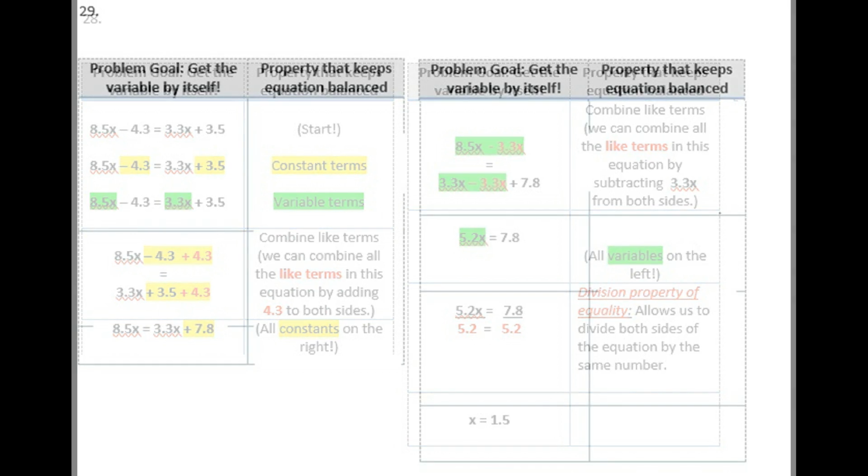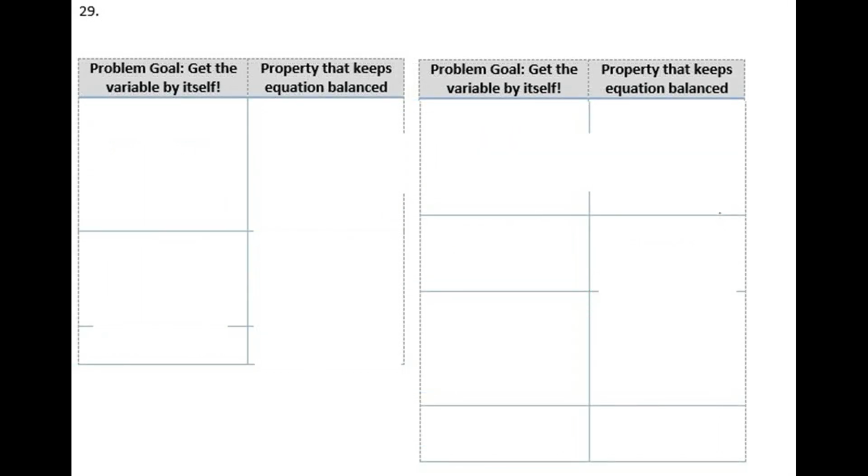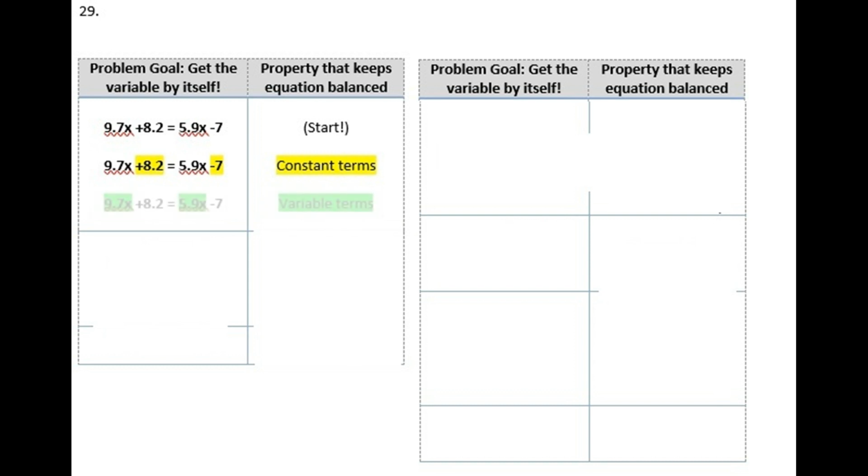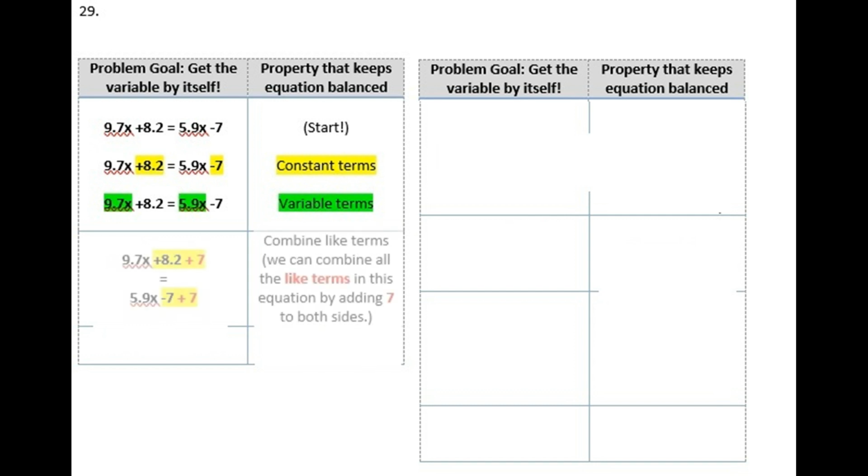All right. And we're going on to number 29. Here we have 9.7x plus 8.2 equals 5.9x minus 7. So our constant terms here are 8.2 and negative 7. And we're going on here 9.7x and 5.9x. Those are our variable terms. All right, so first thing, combine all our like terms.